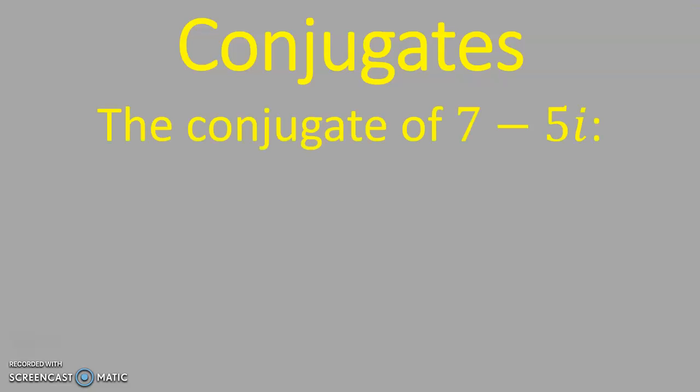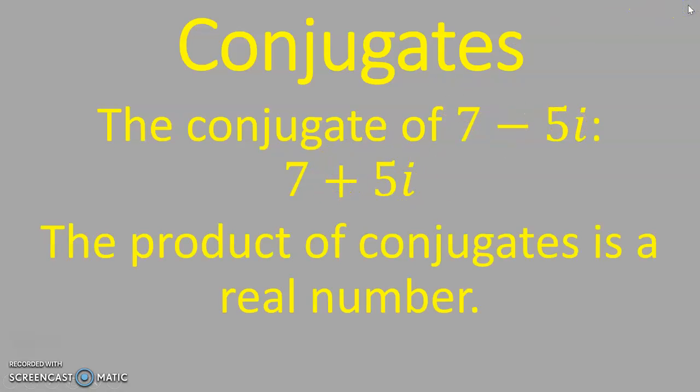The conjugate of 7 minus 5i is 7 plus 5i. So a simple change. They're twins except for the sign in the middle. The product of conjugates is a real number. So if you were to multiply 2 conjugates together, by design, the i's are going to go away, and your result is just a real number. So we'll see that in action here. And essentially, it gets rid of the i. This is what happens when you go from imaginary, which has an i, to real, which does not.